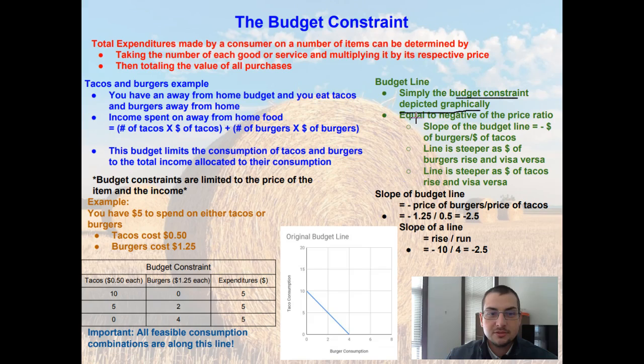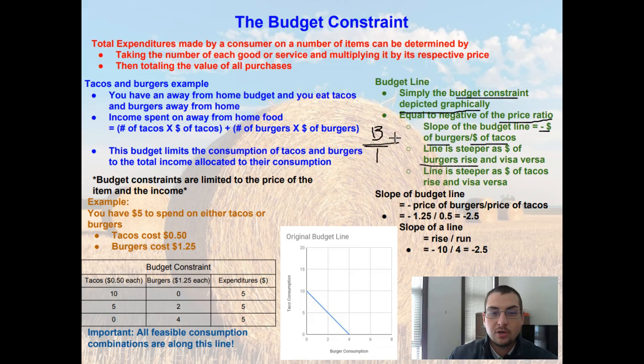The budget line is going to have a slope equal to the negative of the price ratio. Or, put into a mathematical equation, the slope of the line is equal to negative price of the burgers divided by the price of the tacos. So that line will become steeper as the price of burgers rises, and vice versa. If the price of burgers falls, then that line is going to become flatter. The line is going to become steeper if the price of tacos rises, or become flatter if the price of tacos falls, just because of the way that equation is. We have burgers over tacos.